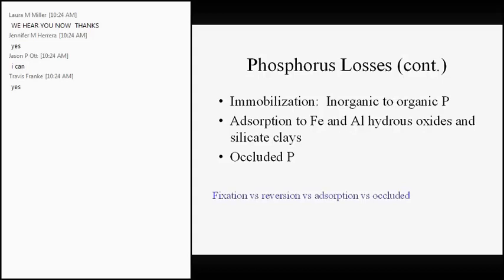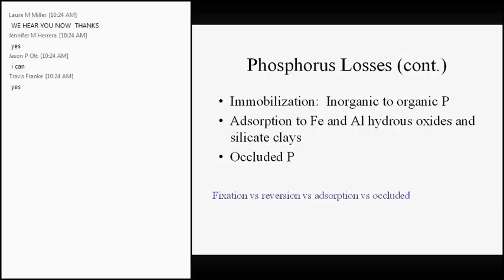Now, go back to adsorption. This is adsorption, not absorption, A-D, not A-B. The adsorption means that it's adsorbed on the outside of the iron, aluminum, hydrous oxides, and the silicate clays. It's not part of the structure of those compounds. Now, occluded, again, means buried. So how do we get phosphorus buried?